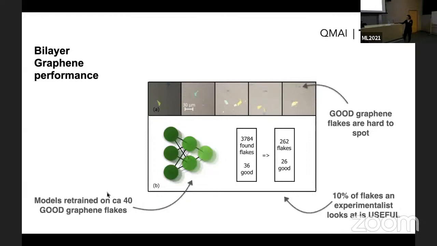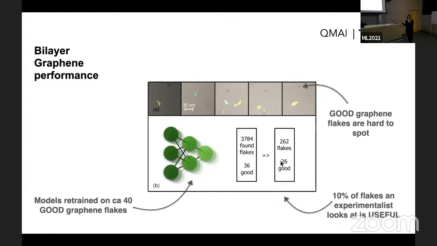So here they could only find 40 good graphene flakes for us to retrain the model. And what we ended up with was that it spits out about 260 flakes, and 26 of them are good. So that's 10%, but it's still better than looking at 4,000 flakes and trying to find the 20 good ones, right? So this ratio between what the model gives you, which is what you should look at, and what out of that is actually useful, keeps widening.